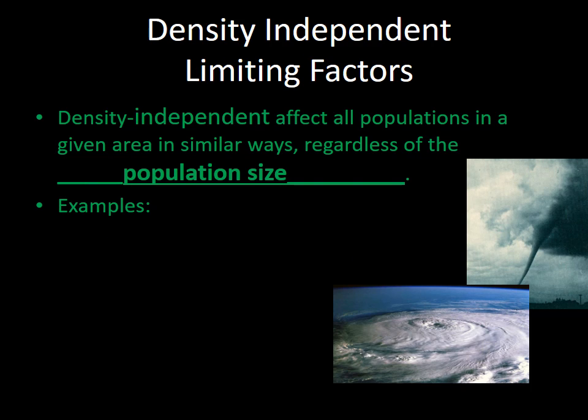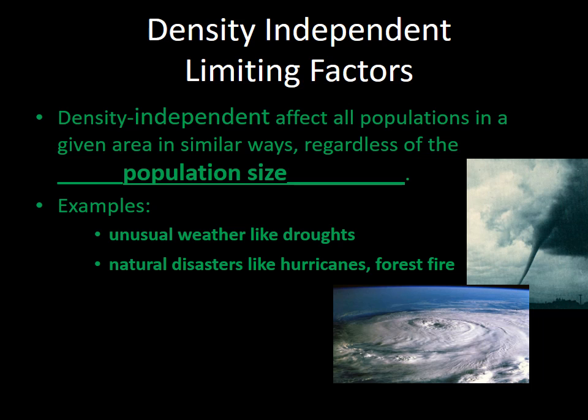And finally, the last type of limiting factors are density-independent limiting factors. So these are the ones that affect the population regardless of population size. It doesn't matter if there's 100 people in the area or 1 billion people, the effect is exactly the same. These are usually abiotic factors, such as weather. If there's a drought, it doesn't matter if there's lots of people or a few people, there's still no water, it's going to affect the population just the same. Same thing with natural disasters.